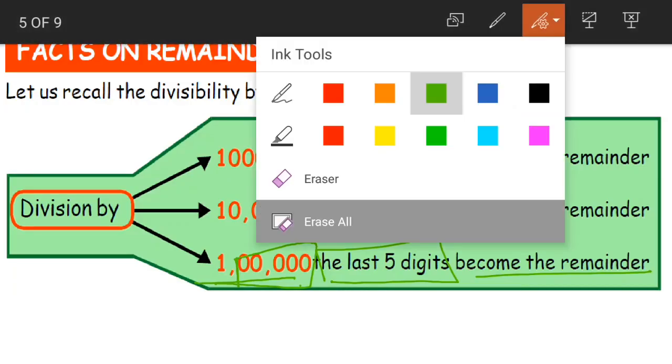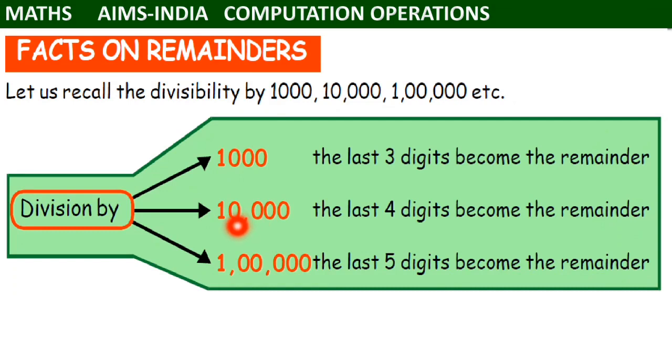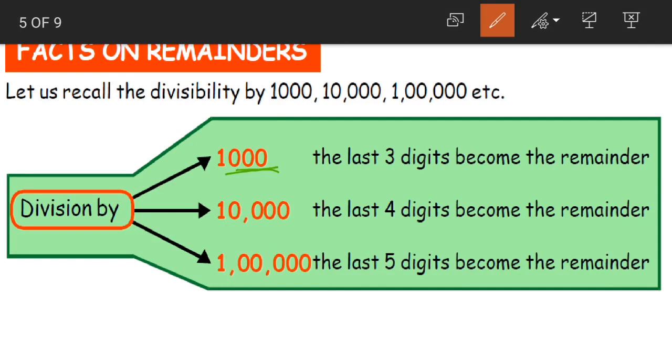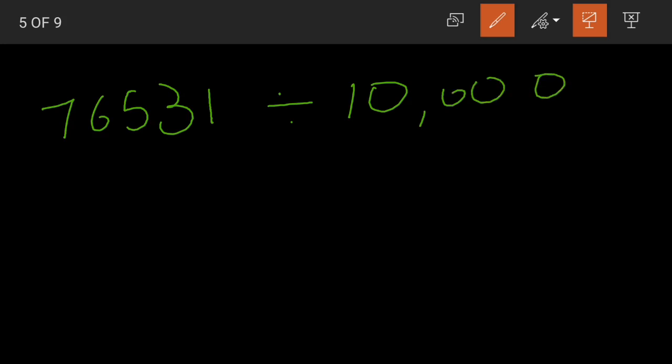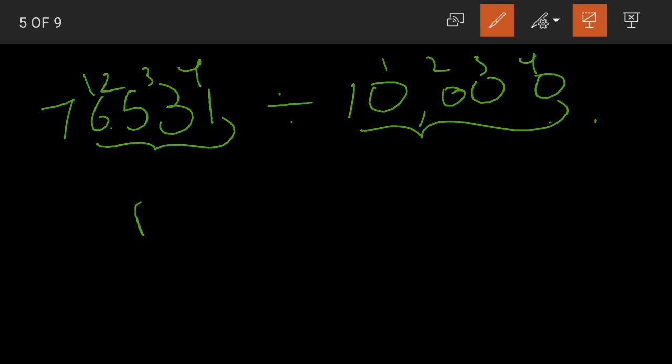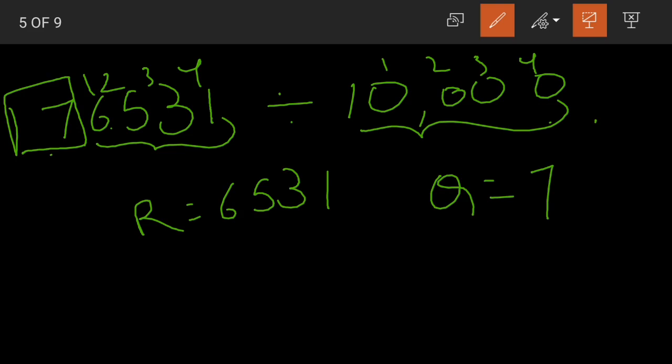Yes children, in the same way let us see how to divide a number by 10,000 and 1 lakh. See, in 1000 what did we do? 1000 has 3 zeros, so the last 3 digits become the remainder. In the same way, when we divide a number, say 76,531 by 10,000, how many zeros does 10,000 have? 1, 2, 3, 4. So from the given number also, the last 4 digits become our remainder. 6,531 is our remainder, and for the quotient, the remaining digits become our quotient.